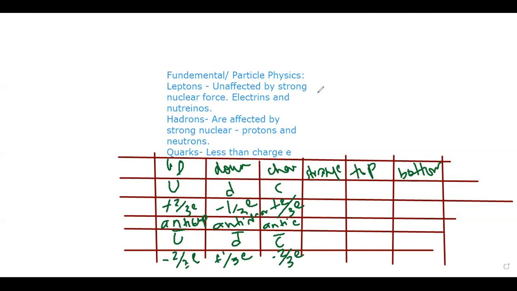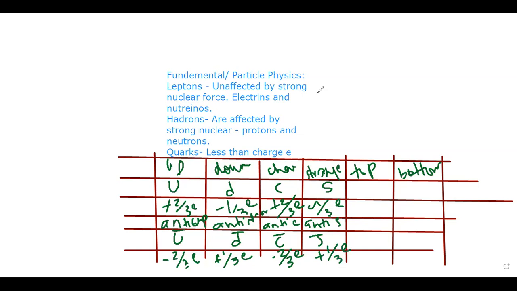Then we have strange. When we talk about strange, the symbol is S, and the charge is minus 1 upon 3 e. Anti-strange is going to be your anti-quark. S dash is going to be the symbol for the anti-quark, and plus 1 upon 3 e is going to be the charge of anti-strange.